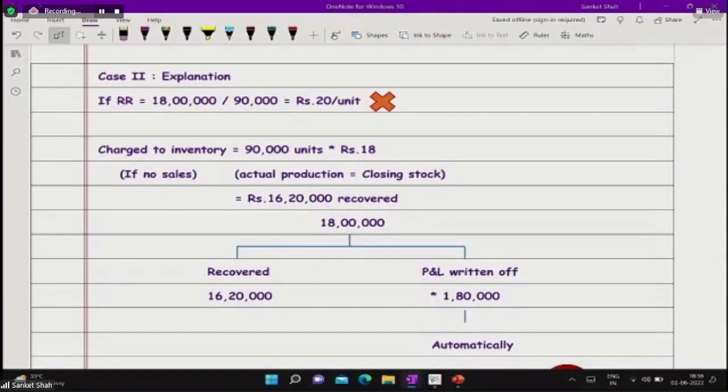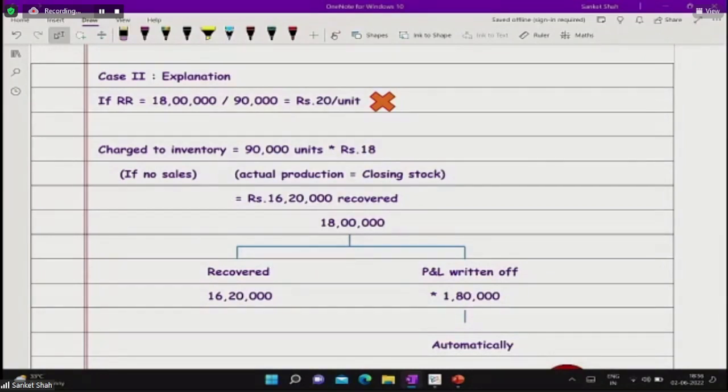Case 2 explanation: if the recovery rate is rupees 20, it's not correct. Then what is the correct answer? Charge to inventory 90,000 units into rupees 18, that is actual production. If no sales, whatever you produce, you are left with that stock. 90,000 units into rupees 18. Answer is 16,20,000, but beta, you spent 18 lakhs. On the debit side, it is 18 lakhs, and on the credit side, it is 16,20,000. So automatically 1,80,000 will be written off.